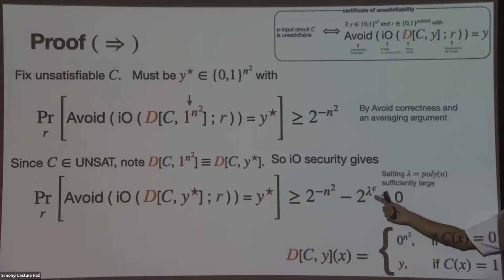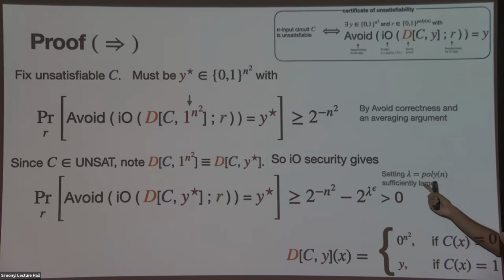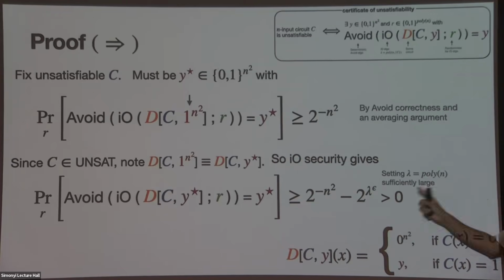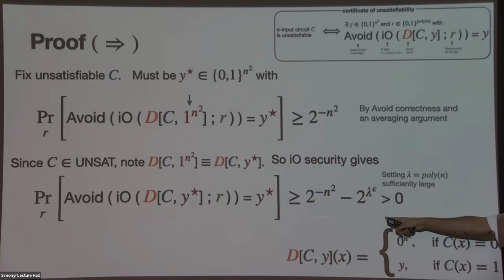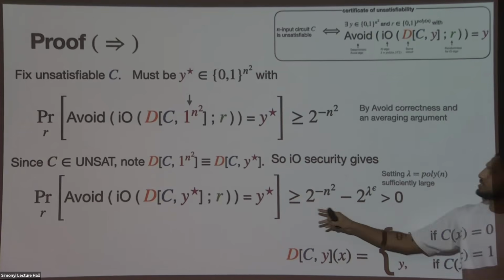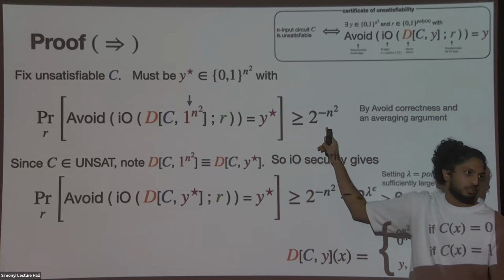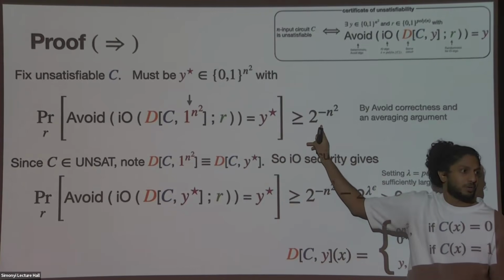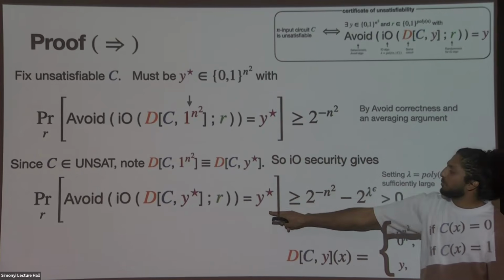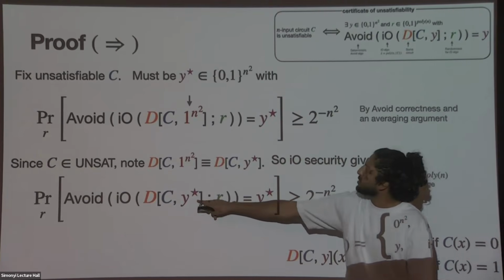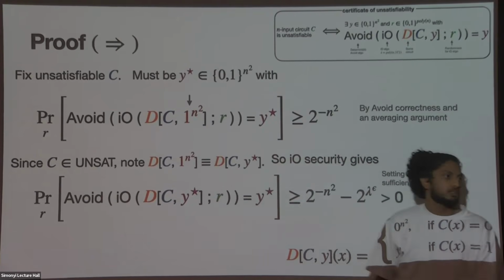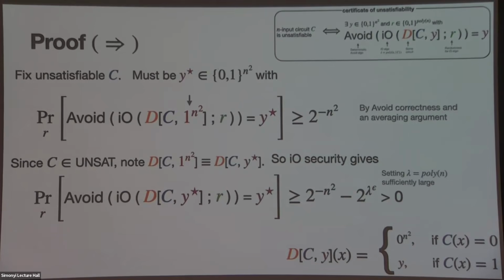I/O is sub-exponentially secure, so you really don't get any security loss if you set lambda to be a sufficiently large polynomial, which you can do, and then that's greater than 0, which will give us our existence, which is the next line. But did this switch make sense? You have some event that occurred with noticeable probability over here. The probability that event happens when we switch from the 1 to the n squared to the Y star should be roughly the same, just because we didn't change functionality at all.